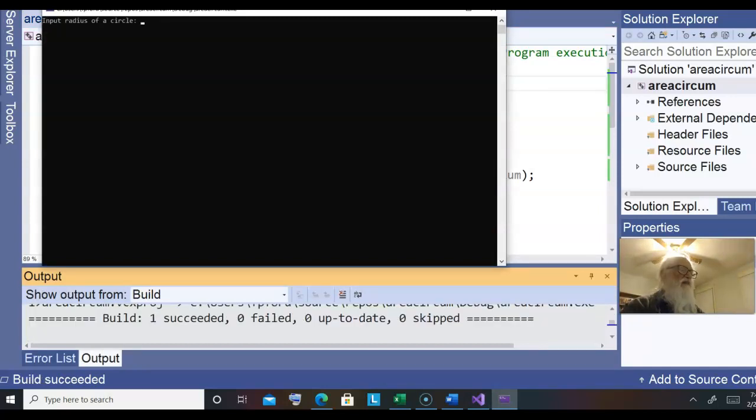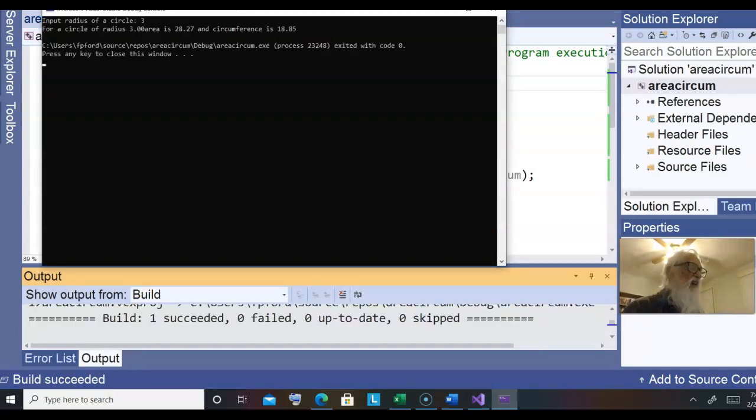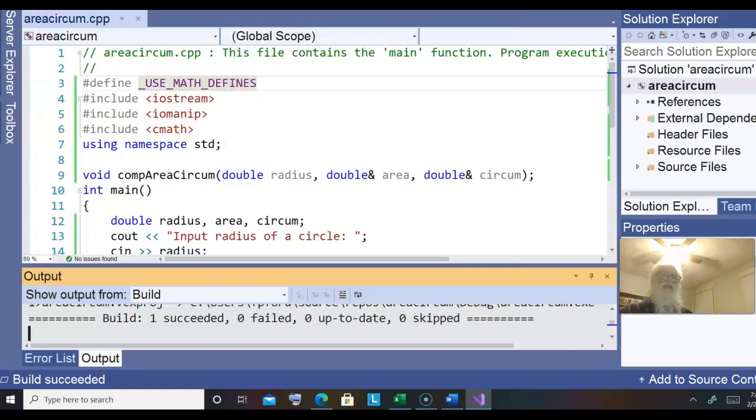So now if I put in 3, I get the answers. They're more or less the same, but they're slightly different. The moral of this is that you can get most of the items you need if you're doing anything that requires formulas from CMath. But if they're constants, you have to put use math defines.